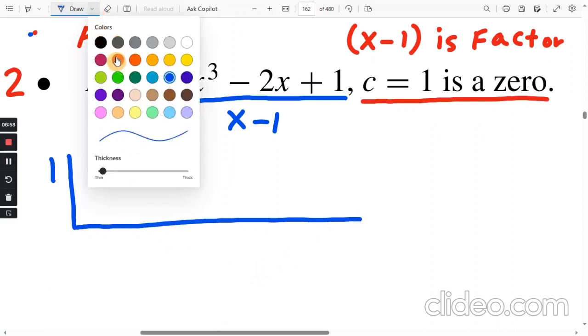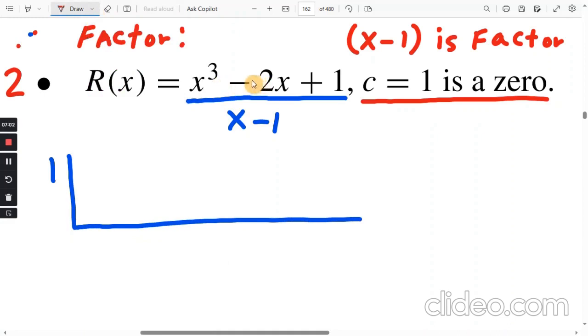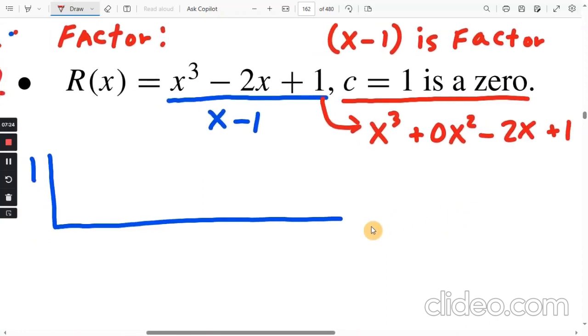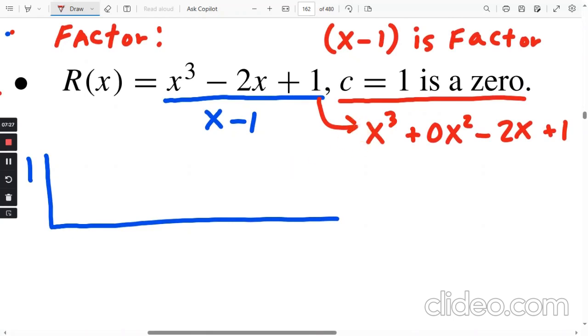All right, let's count down on the coefficients. We don't have an x squared, okay? So this right here is actually the same as x to the third plus 0x squared minus 2x plus 1. All right, now that we have that, we can write our coefficients. In front of the x to the third, it's just a 1. In front of the x squared, it's just a 0. In front of the x, it's a -2. And the one with no x is positive 1. Okay, make sure you account for each exponent and count down from greatest to least.